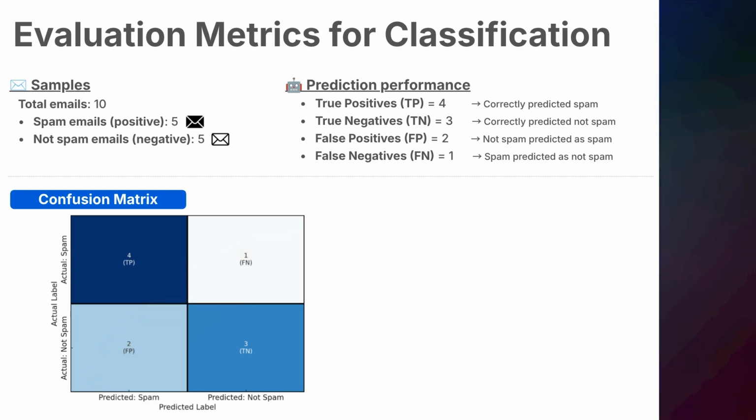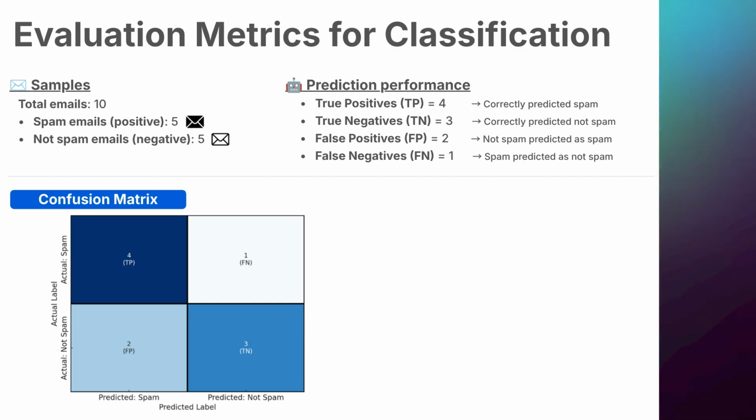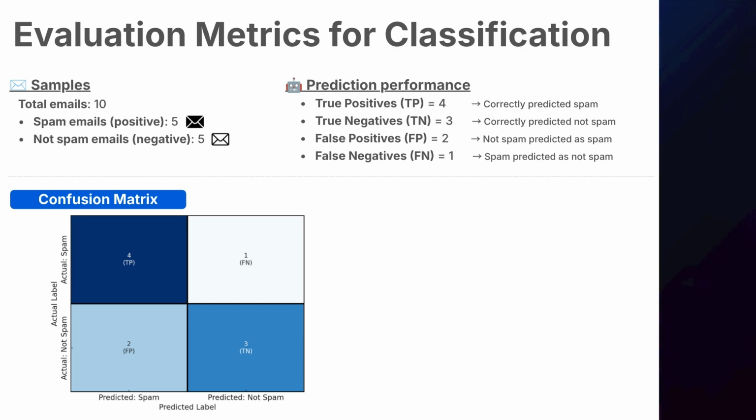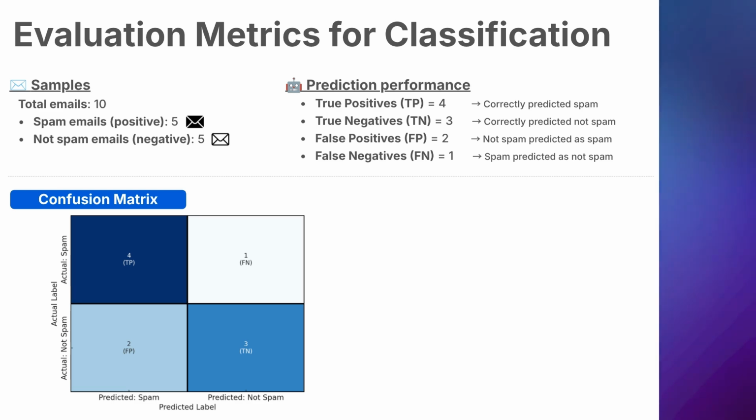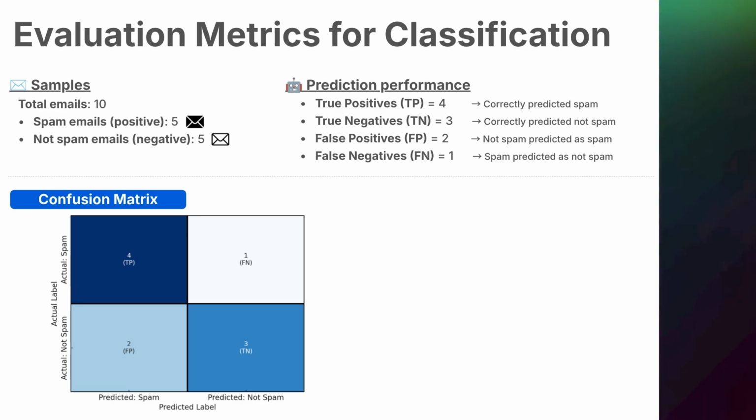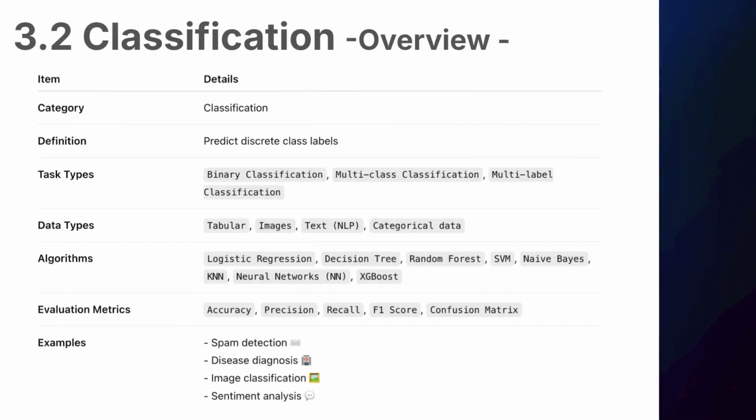The confusion matrix gives us a clear picture of these outcomes and helps us evaluate not only how often the model is correct, but also what kinds of errors it tends to make. This is very helpful for improving model performance and making better decisions in real-life applications. Let's go back to the overview.